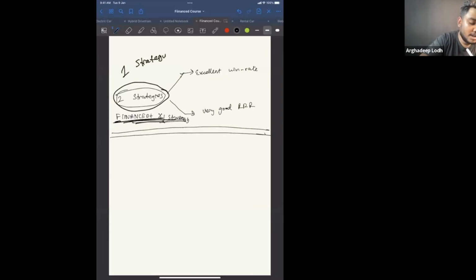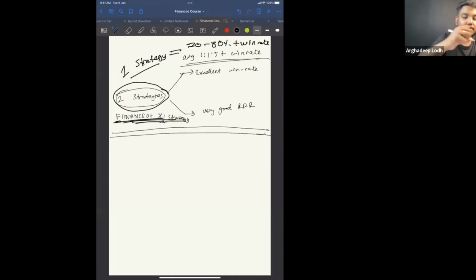Finance Plus X1 is only one strategy with a 70 to 80% plus win rate and an average of 1:1.5 plus risk to reward. So in the Finance Plus strategy you will get 70 to 80. ये जो हम strategy सीखने वाले हैं, ठीक है ना?